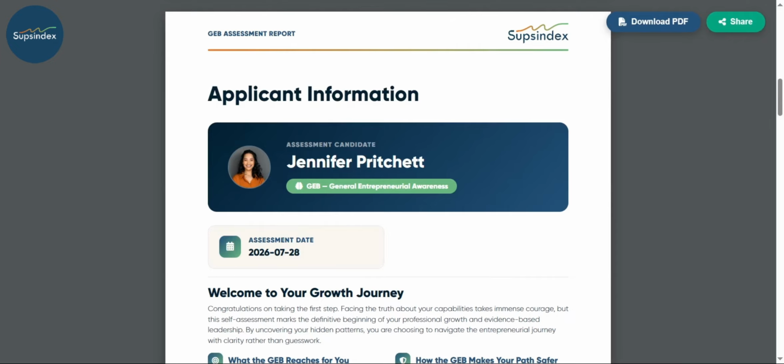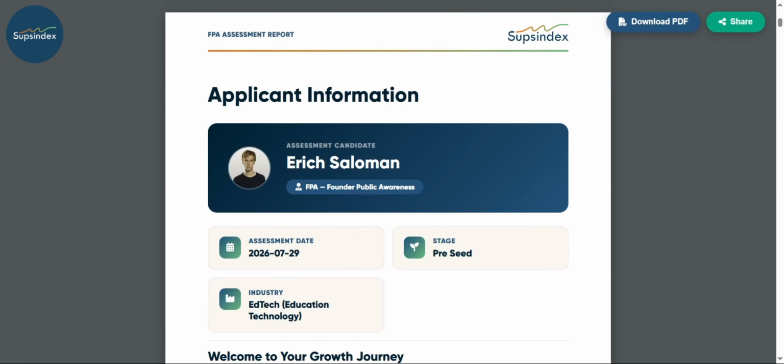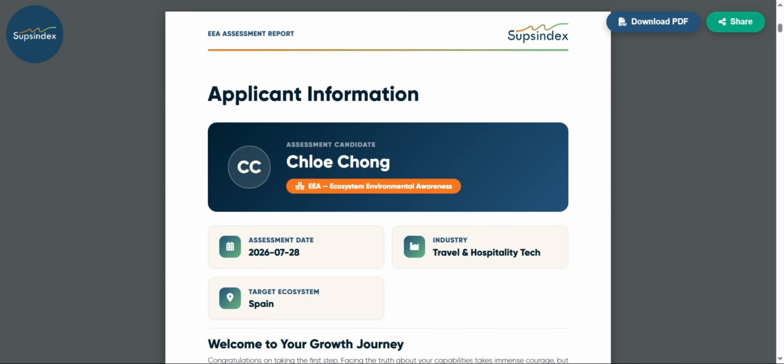Each report begins by confirming who was assessed and the context behind the result. FPA includes the founder's stage and industry, while EEA also identifies the target ecosystem. This ensures that every result is connected to a real participant and a defined assessment context.